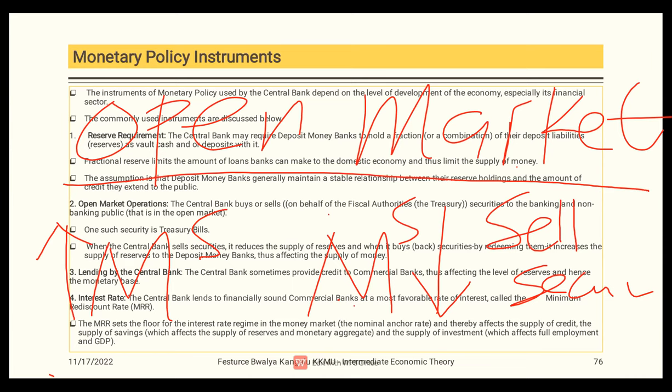Okay. You sell securities as a central bank. Then people will bring the money that they have to buy securities. Then you would have reduced money supply. When you want to increase the money supply, you do the opposite. You buy securities. Those securities which are sold now, you'll be the one to buy from the people. Okay?